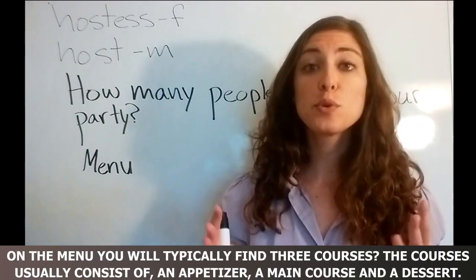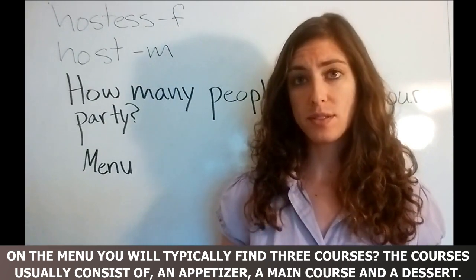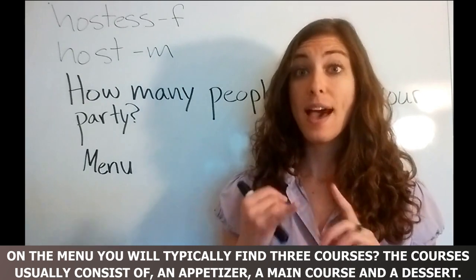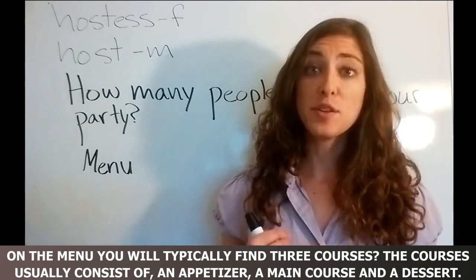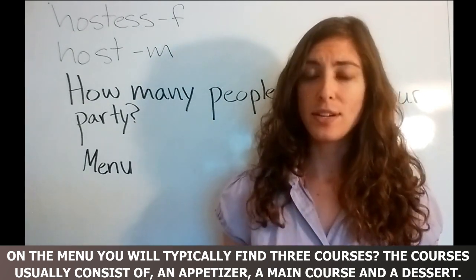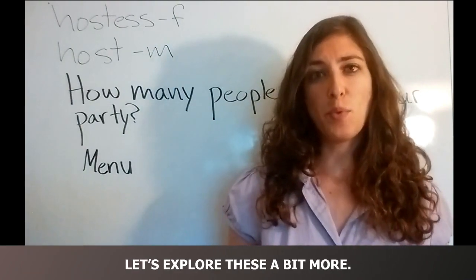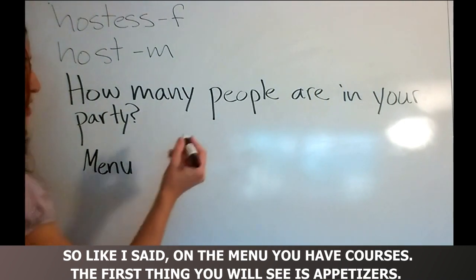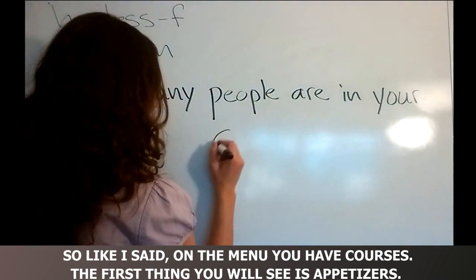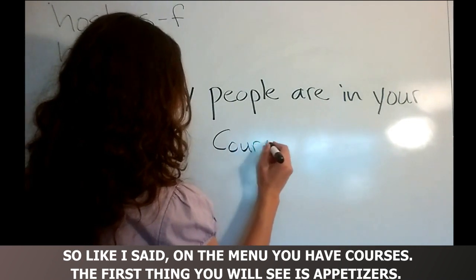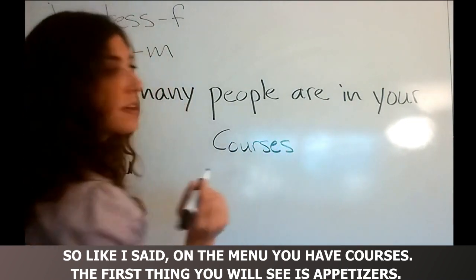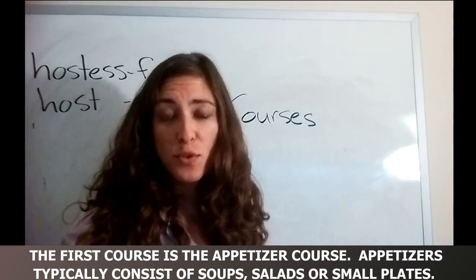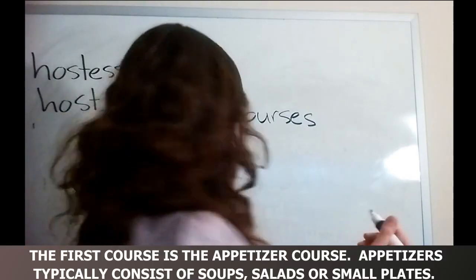On the menu, you will typically find 3 courses. The courses usually consist of an appetizer, a main course, and a dessert. Let's explore these a bit more. So, like I said, on the menu, you have courses. The first thing you will see is appetizers. The first course is the appetizer course.